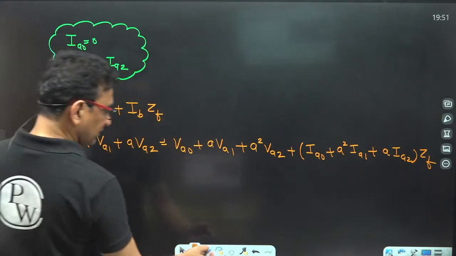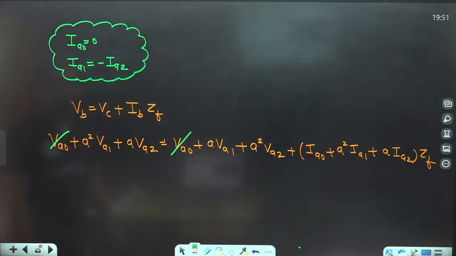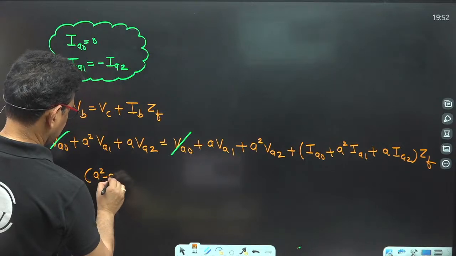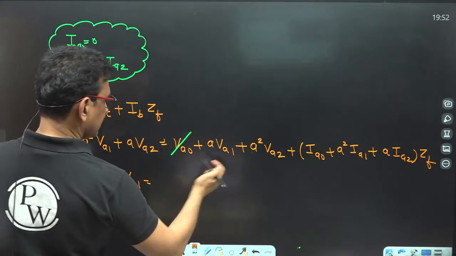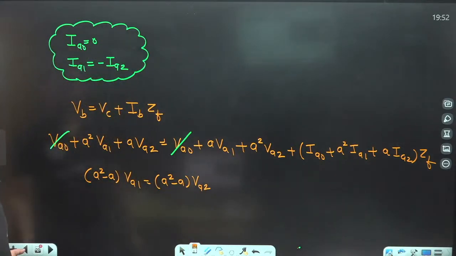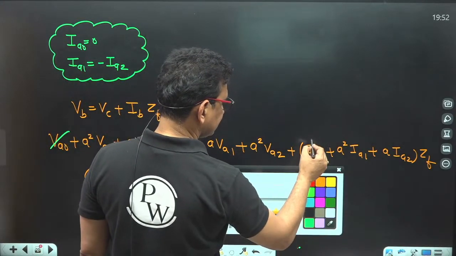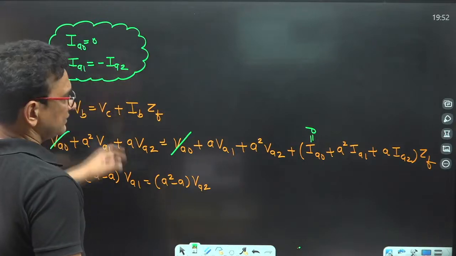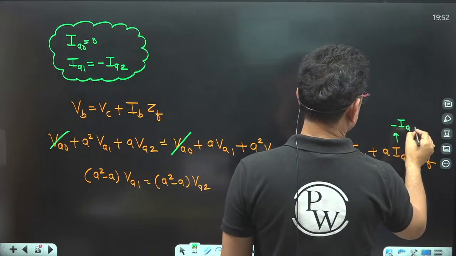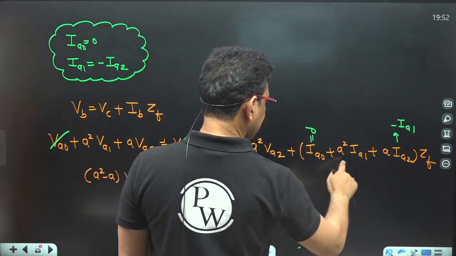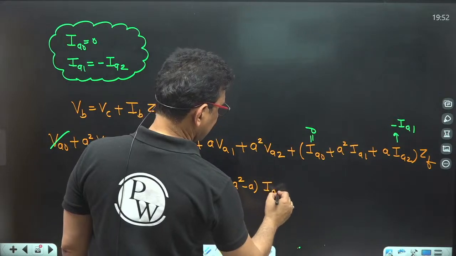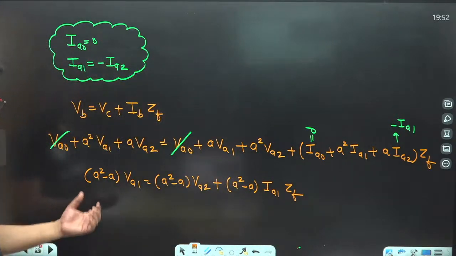Clear? Now VA0 and VA0 will cancel out. So we get A square minus A times VA1 minus A square minus A times VA2. Now IA0 was equal to 0, and IA2 was minus IA1. So it becomes A square minus A times IA1 into ZF. Now A square minus A will cancel out.